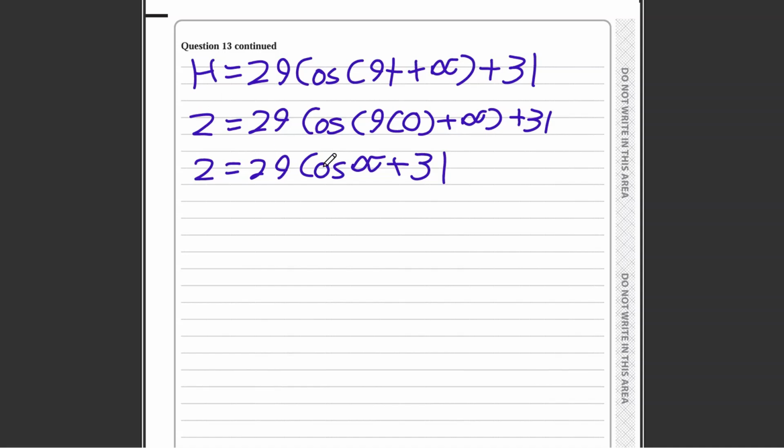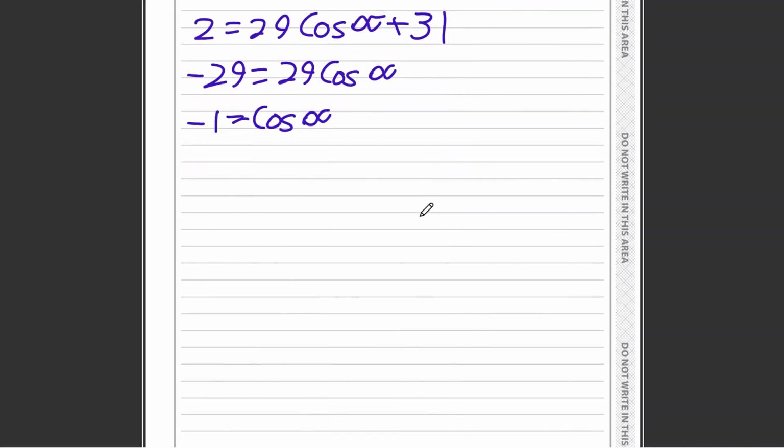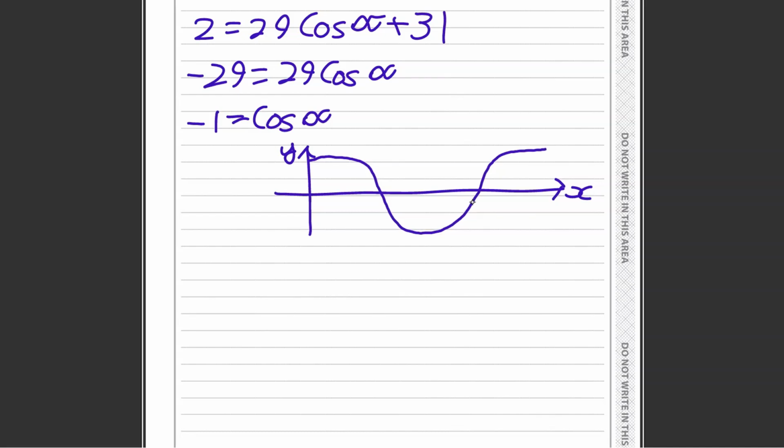Move this 31 to the other side, so it's 2 minus 31, which is equal to minus 29, is equal to 29 cos alpha, and divide both sides by 29, so we get minus 1 is equal to cos alpha. Okay, if we look at a cos graph, so if we draw a y and an x-axis here, it's going to look something like this. So this is the graph y is equal to cos x, whereas this is 0.